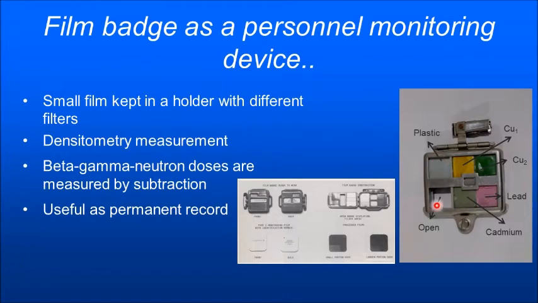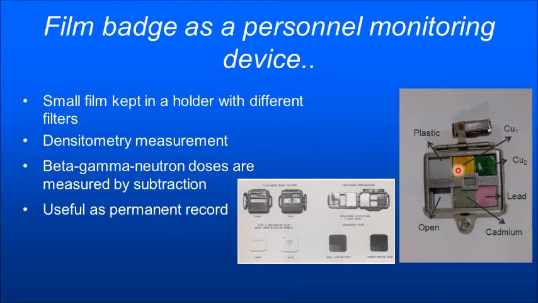The holder has got six windows, and five windows will have filters, and one window is left open. The film needs to be measured using densitometry method. So you need to do a calibration of the optical density of the film and then use it for measurement of the dose absorbed by the film. Beta, gamma, and neutron doses are measured by subtraction.